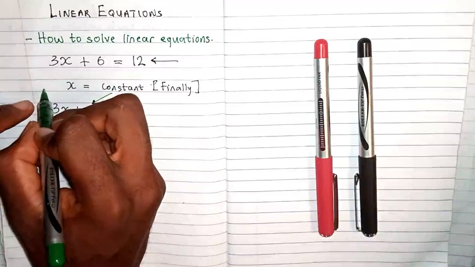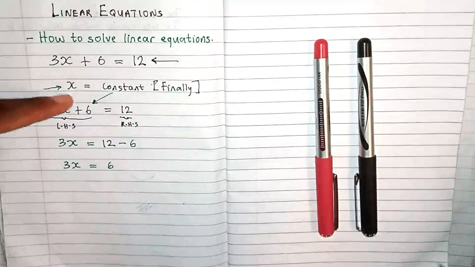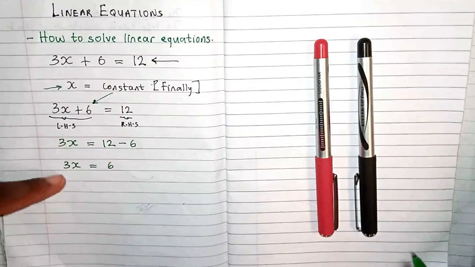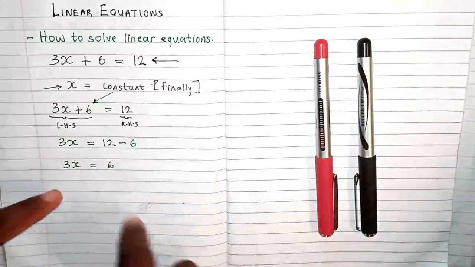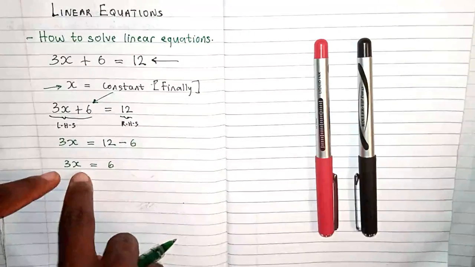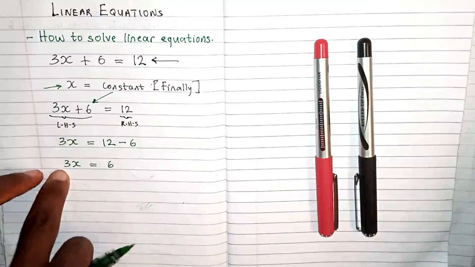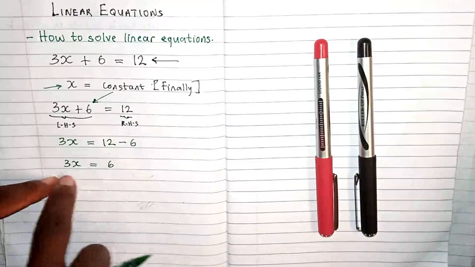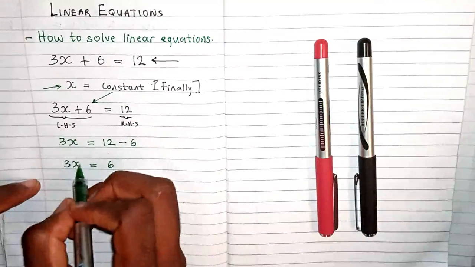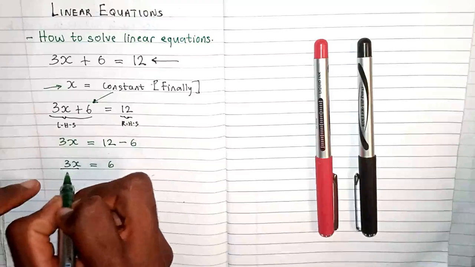This is what we are aiming for. We are aiming for x equals to something. Now we have 3x equals to 6. In this case, for us to make x stand alone, you have to divide through by the coefficient of x. You divide the left hand side and the right hand side by what is beside x, and in this case it is 3. So you can say divide by 3.